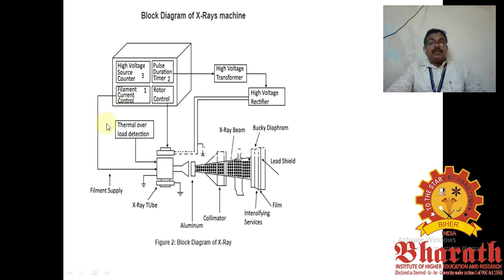Then you can see the thermal overload detection, right. When it is going to be overheated, then it has to be stopped, otherwise the X-ray tube will get spoiled, right. So, that is why you will have a thermal overload detection. Then you can see from the filament current control, you have a filament supply which is given here. Then you can see from the X-ray tube the body is earthed, right. Then you can see this is the part where you are going to emit the X-rays, right.